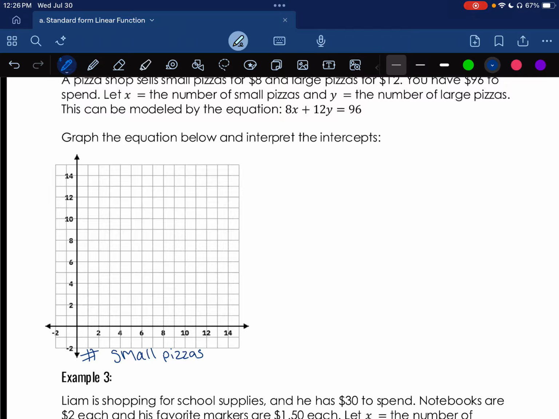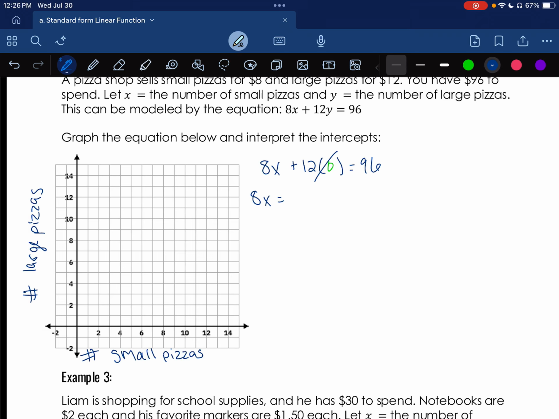This can be modeled by the equation 8x plus 12y equals 96. All right, so let's graph the equation below, and then I'll tell you how we can go about interpreting the intercepts. All right, so if I've got 8x plus 12 times 0 equals 96, we'll have 8x is equal to 96. Divide everything by 8, and that means x is 12. So what this means is y was 0, remember?